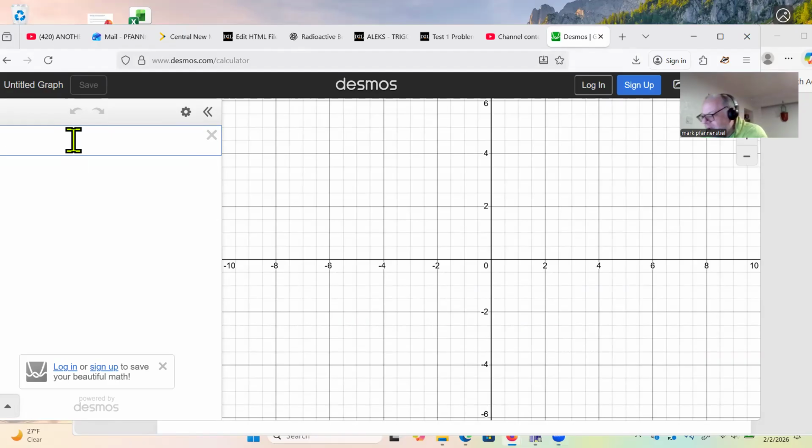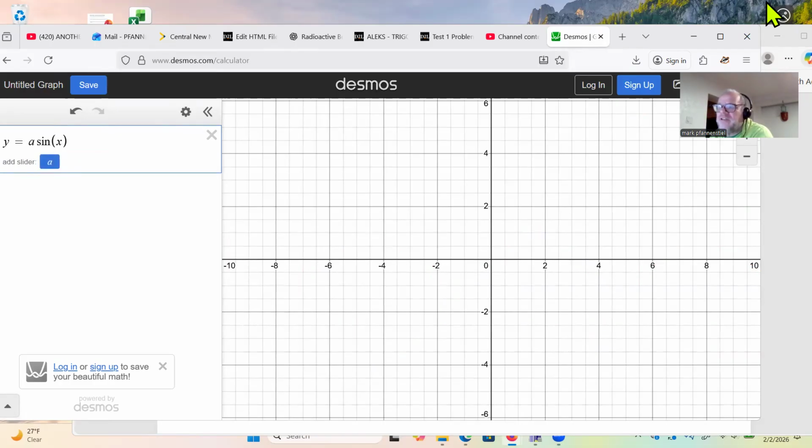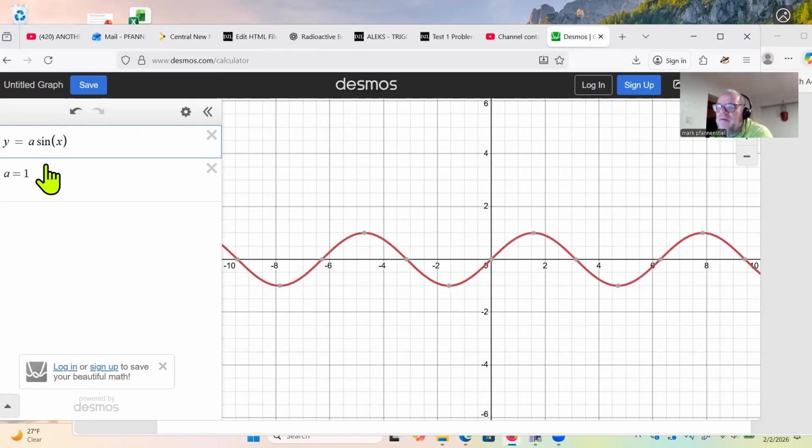So we'll go ahead and say y equals sine x. I don't want capital, I just want x. And I'm going to put a little a here. One of the things I'm going to do is add a slider for a. I want a to go from like -3 to +3.